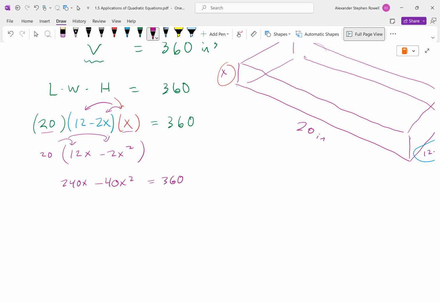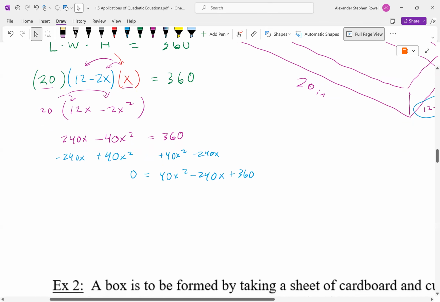Okay, so which side do you want to make 0? Sure, do that. It doesn't matter, right? I'm going to make the left side 0 so that I get a positive x squared. Okay, so on the left-hand side, I get 0, 40x squared minus 240x plus 360. Is there a common factor between all these numbers? They all have a 0, so 10.